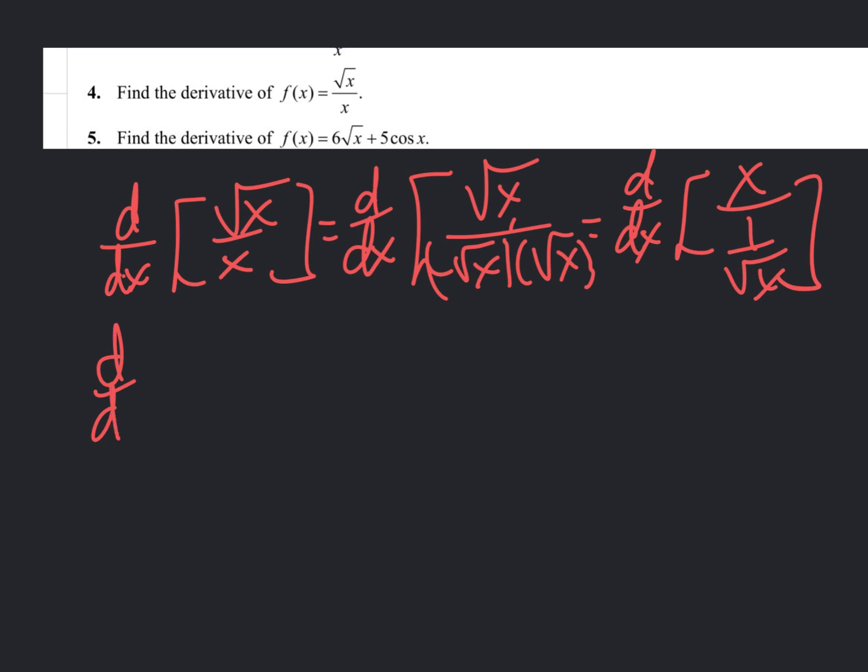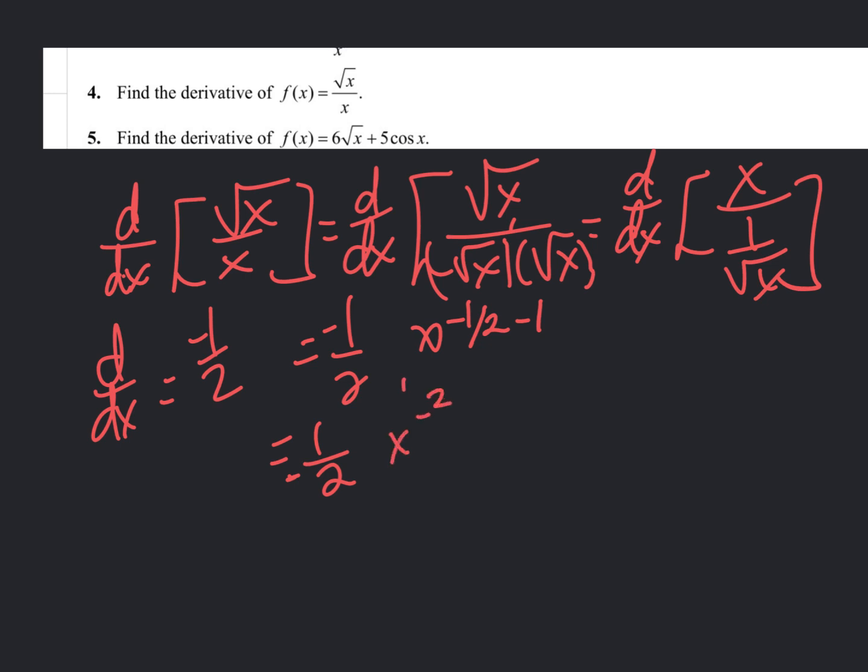Alright. Which equals 1/2, a negative 1/2, and x to the negative 1/2 power minus 1, which will equal 1/2 negative and x to the negative 1/2 minus 2 over 2 power, which will equal negative 1/2 times x to the 3 over 2 power.